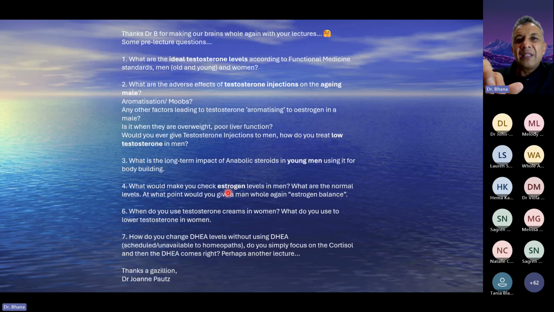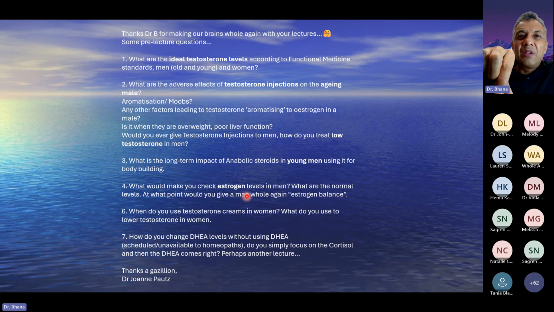What would make you check estradiol level in men? Listen, I'm an endo, I test it in men. What are the normal levels? It's a large reference range. You can see I typically aim for levels between 40 and 70.